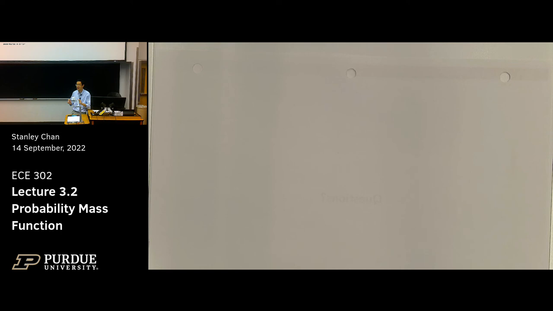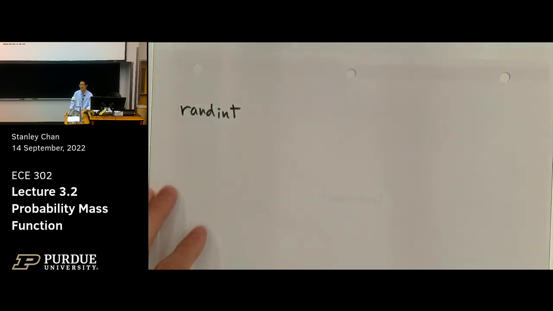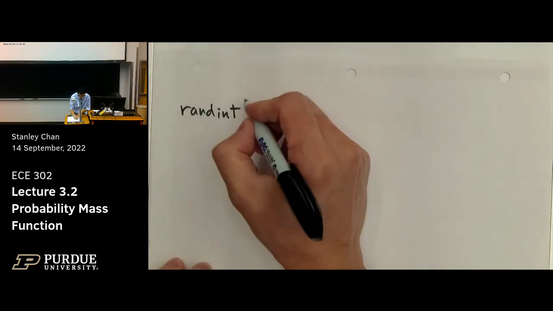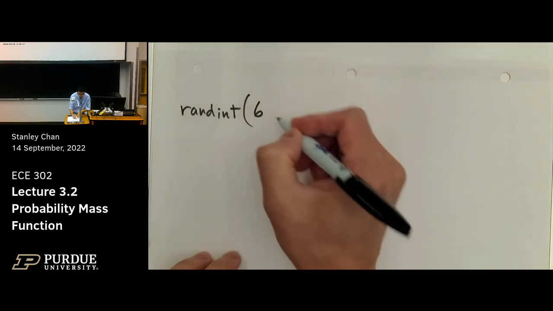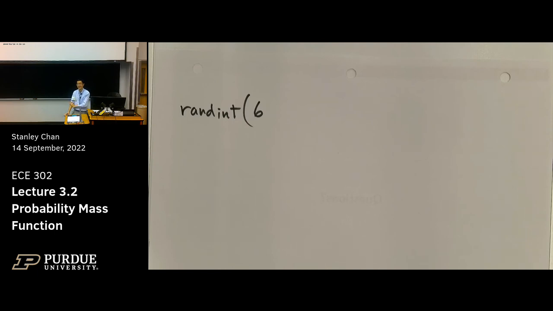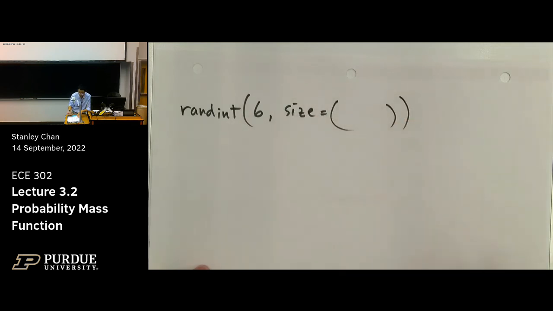Do you want MATLAB or do you want Python? Python, okay, let's do Python. So in Python it would be randint. And for Python, of course, because you're throwing a die, the die would be from 1 to 6. Good, all right. And then you type size equals to something. Okay, so now think about this experiment.